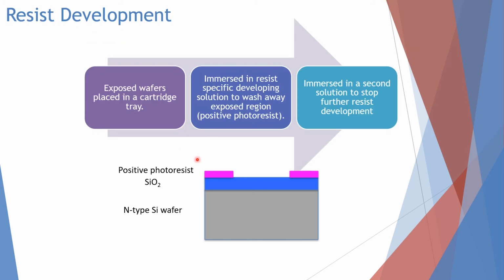After that, the exposed wafer will be placed in the cartridge tray, and then it will be immersed in the resist developer to wash away the exposed region. This is for the positive photoresist. If you use positive photoresist, it will wash away the area that was exposed to the UV, and then you immerse it in a second solution so that it will further resist development, meaning that it does not penetrate into this silicon area.